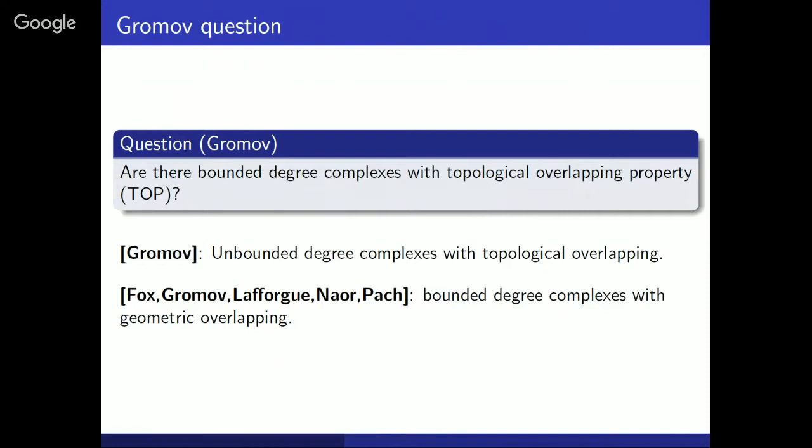So that's the question that interested him, and he wrote a 100 page paper about it and more, and studied it in depth. And he managed to show that there are unbounded degree complexes with topological overlapping, and with other people, he managed to show that there are bounded degree complexes with the weaker property of geometric overlapping, when we have straight lines, so we have triangles with straight sides, but he couldn't determine whether there exist bounded degree complexes with a topological overlapping property.